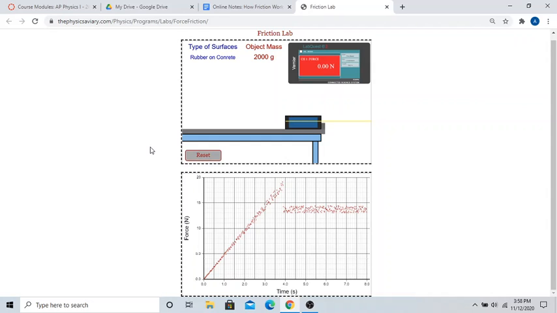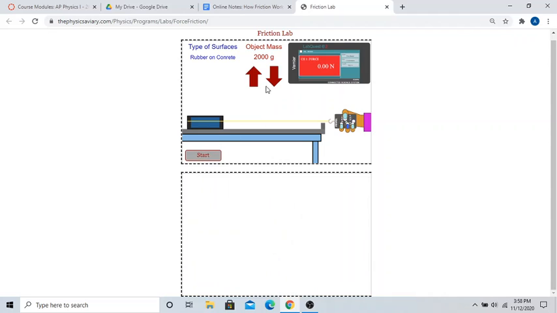All right? Now, that's the first way you can change the force of friction. The other way, if we go back and reset, go back to 1,000 if we can, or somewhere close, is we can also change the surface itself. So right now we have rubber on concrete, and concrete is pretty rough.